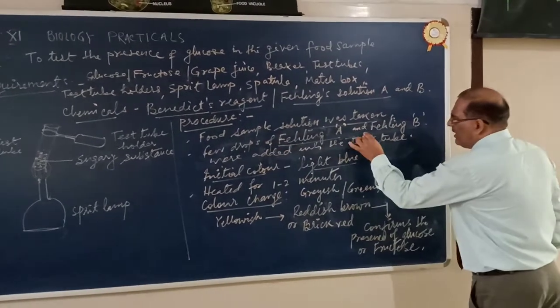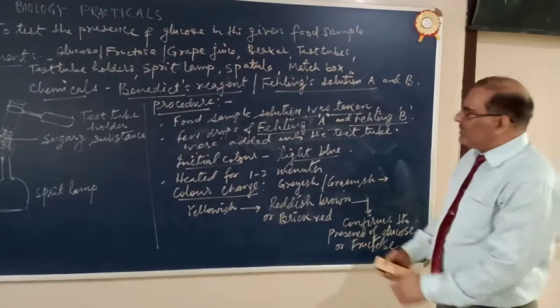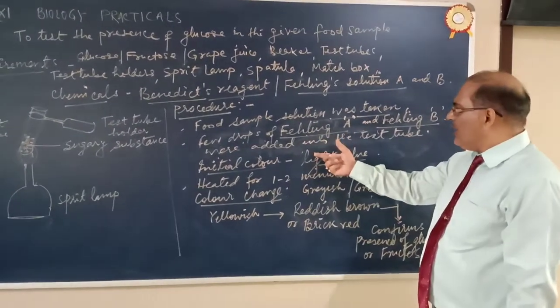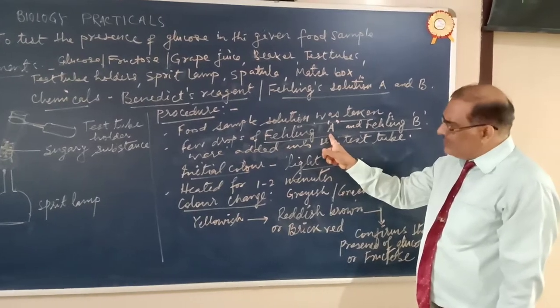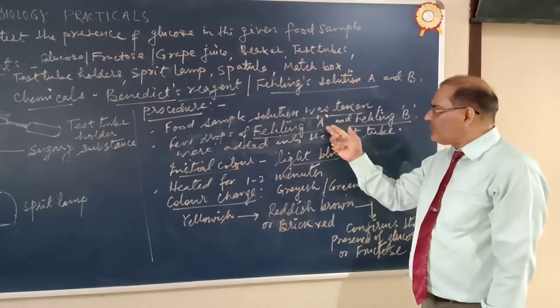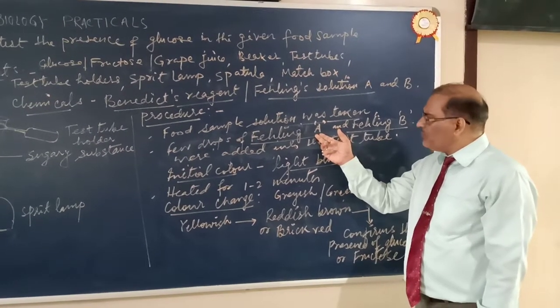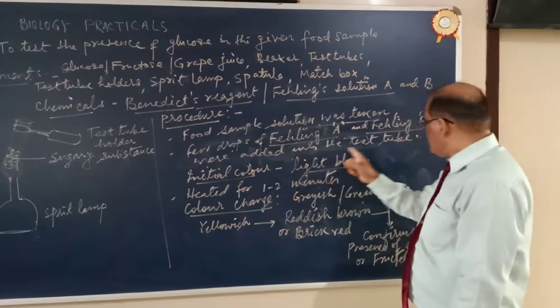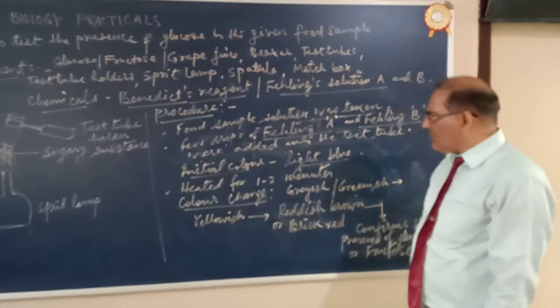Fehling A and Fehling B. There are two types of Fehling solutions, A and B. First of all, we add Fehling A in an equal amount. Suppose I have used 5 drops of Fehling A, then I have to use 5 drops of Fehling B also, added into the test tube. In this case, what will happen?